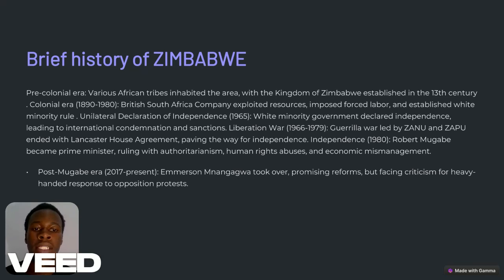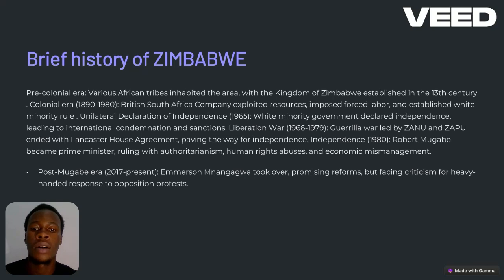Liberation struggle from the 1960s to 1979. They used guerrilla warfare led by ZANU and ZAPU, which ended with the Lancaster House Conference, paving the way to independence in 1980. Robert Gabriel Mugabe became the Prime Minister of Zimbabwe, ruling with authoritarian rule. Human rights were abused and there was economic mismanagement.